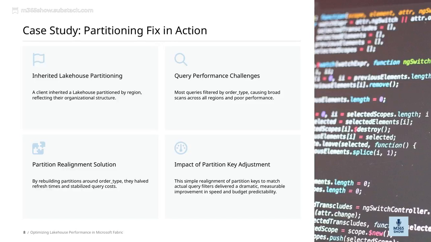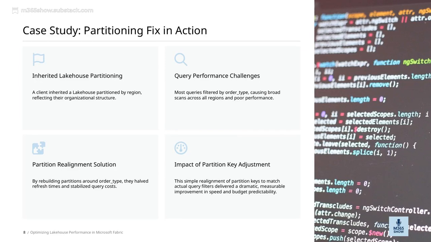Now, let's look at this real-world example of how a simple change can make a big difference. Here, we're focusing on optimizing Lakehouse performance within Microsoft Fabric. The key idea is that by realigning the partition keys to better match the actual query filters, we saw a significant and measurable improvement in both speed and cost predictability. Specifically, by rebuilding the partitions around the order type, we were able to halve the refresh times, which is a huge efficiency gain. Plus, this adjustment helped stabilize query costs, making budgeting more predictable.